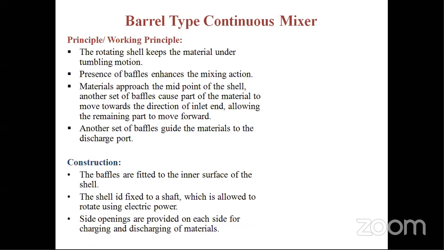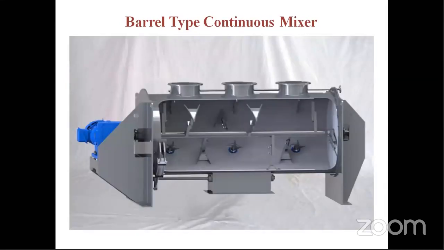Next comes the continuous mixing process, or large scale mixing process. In the continuous mixing process, the first one is the barrel type. Barrel type mixing process. Why is it called barrel? Because it consists of baffles during the mixing. I am showing pictures of what baffles are.